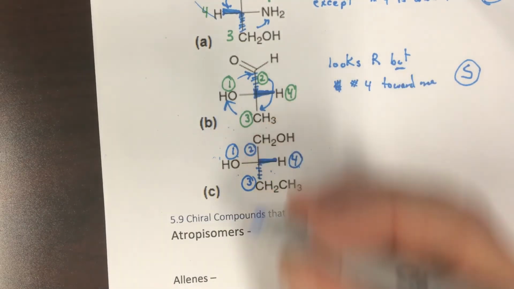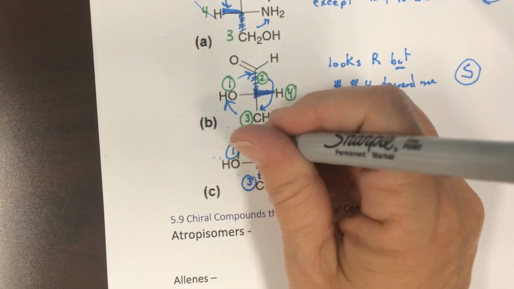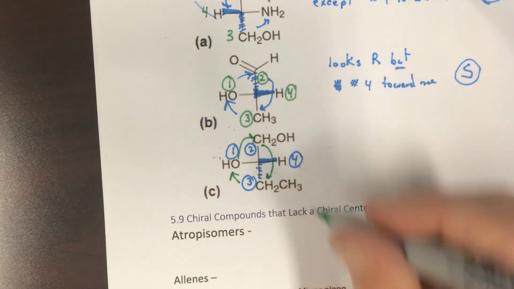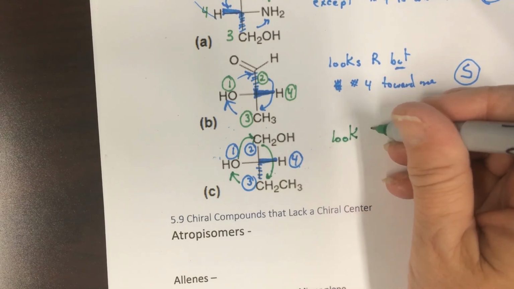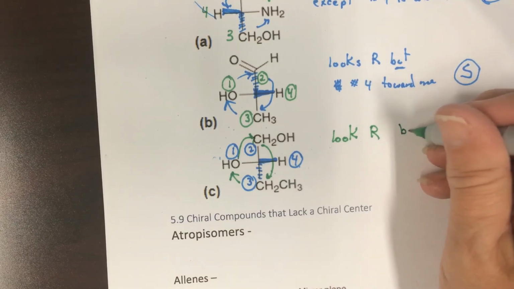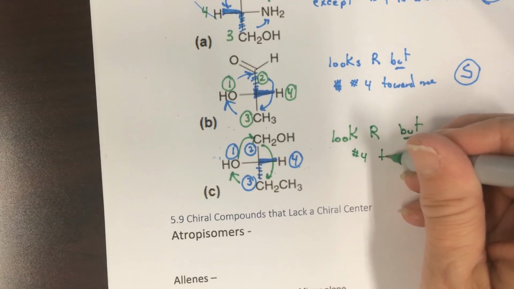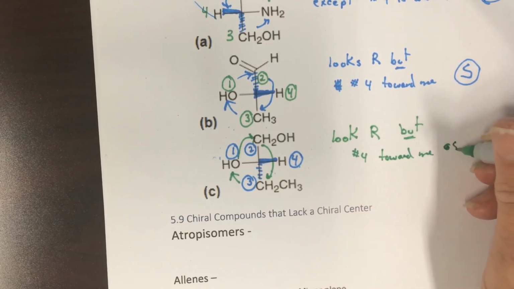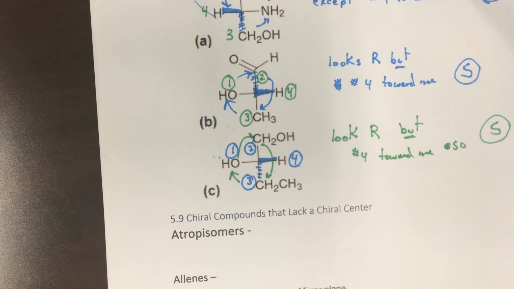So we're going to change colors. It looks like it's R because we're going in a clockwise direction, but number 4 is toward me, so it's an S. Okay?